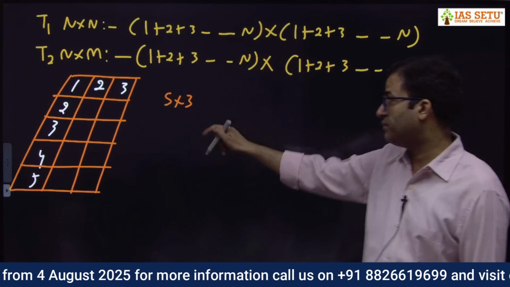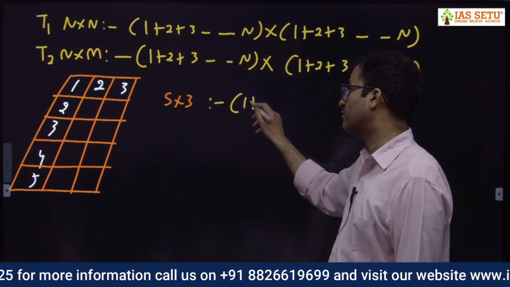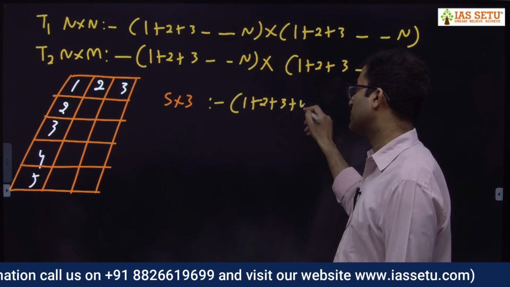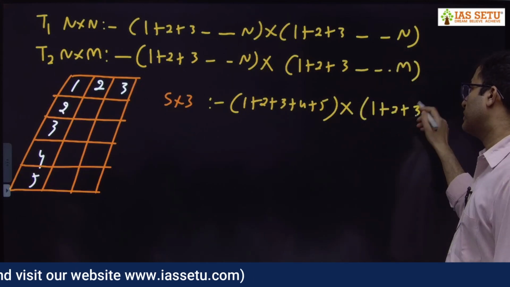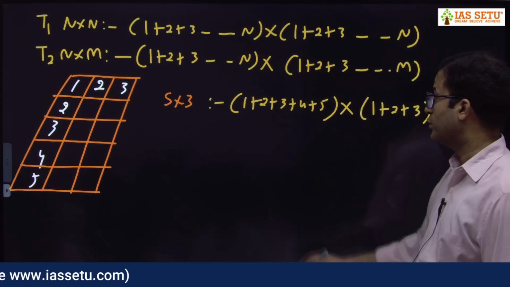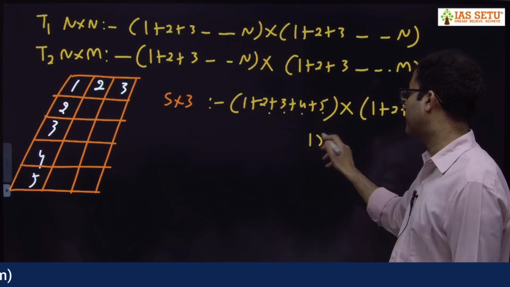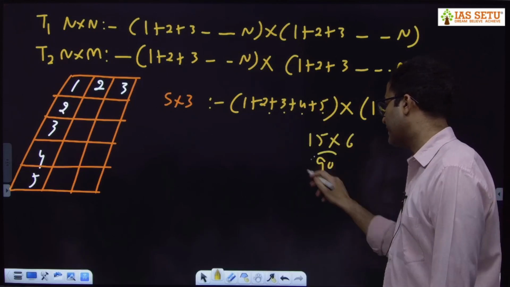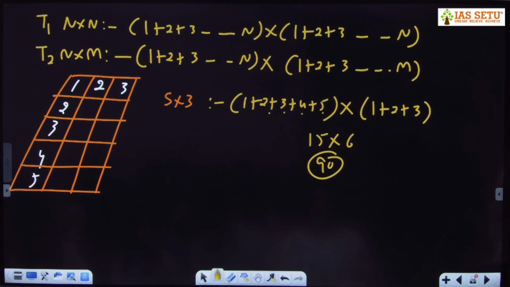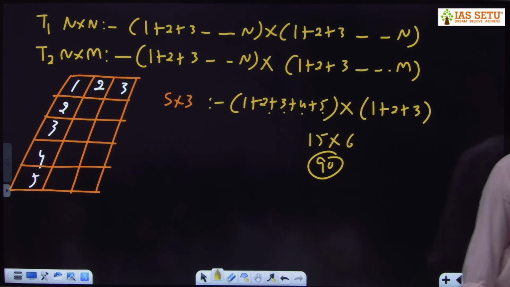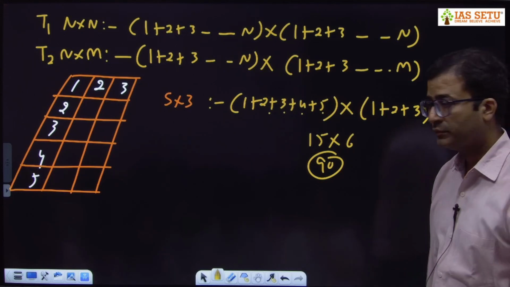Since it is 5 by 3, bracket start 1 plus 2 plus 3 plus 4 plus 5, second bracket it is 1 plus 2 plus 3. So it is 3, 6, 10, 15 into 6, 90. In this given figure, we have 90 parallelograms. Right.